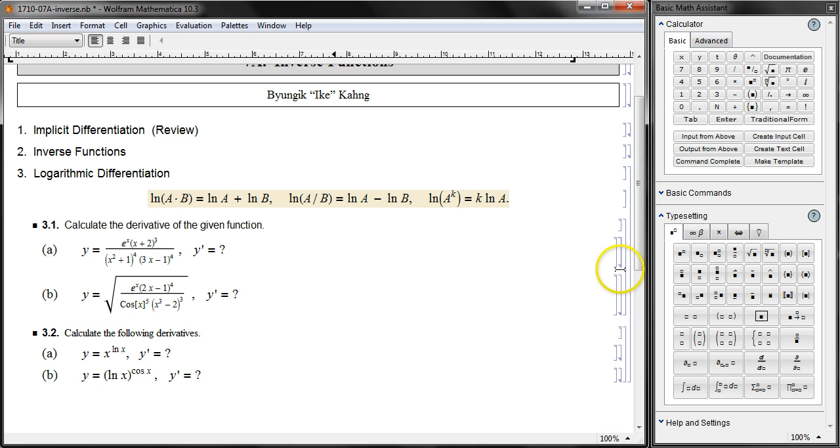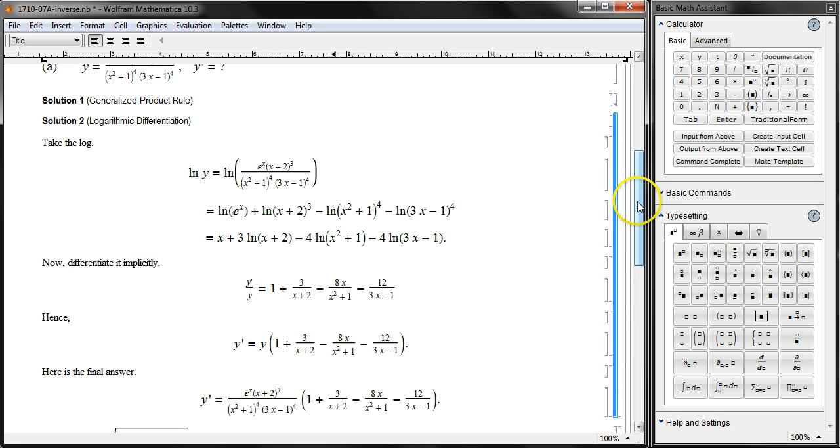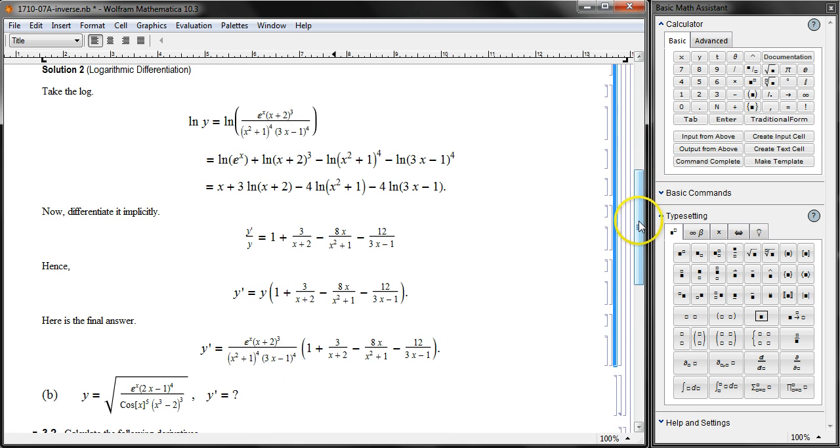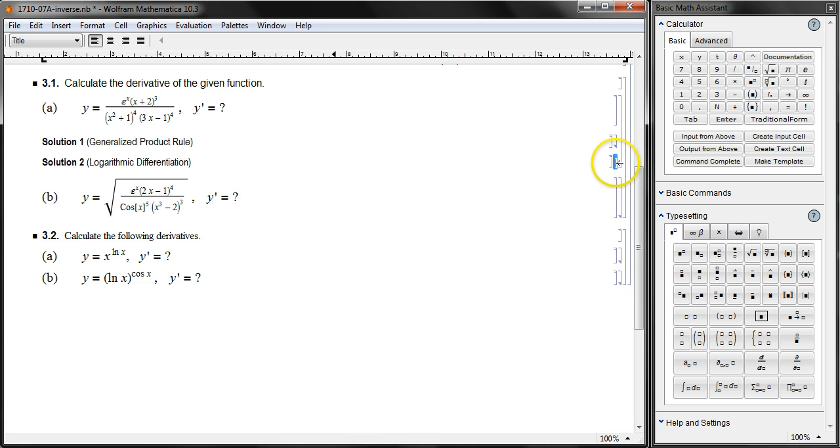The logarithmic differentiation method goes kind of like this. Take the log, simplify, take the derivative implicitly, flip the denominator y to the other side, further simplify, and then plug in y as whatever it was before. That is the logarithmic differentiation.